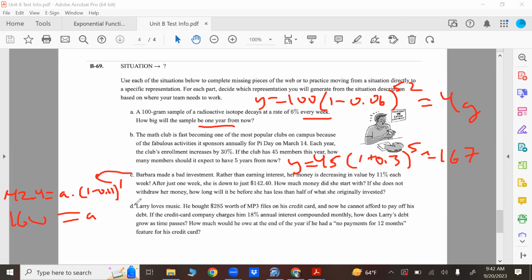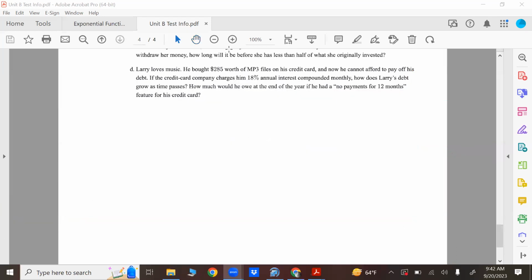Okay, lastly, Larry loves music. He bought MP3 files, this is old school files for music. $25 is on a credit card, but the money grows monthly. So how much does he owe on the credit card if he doesn't make any payments? That's not smart, but anyway. Let's look here. So y equals A times B to the x. Always start with that. What's the initial value of the money he owes?